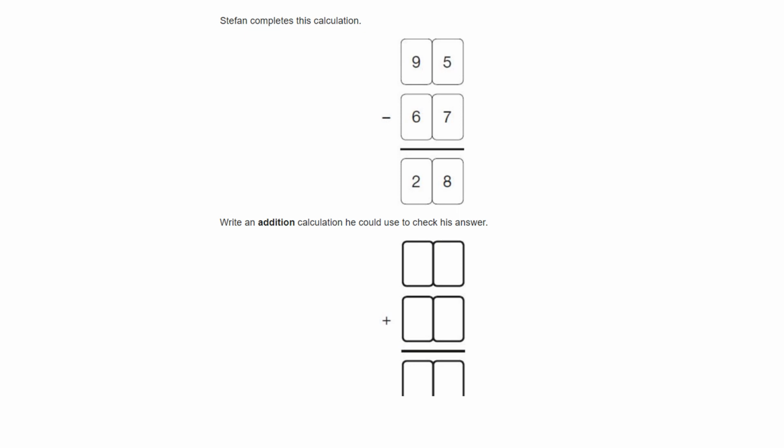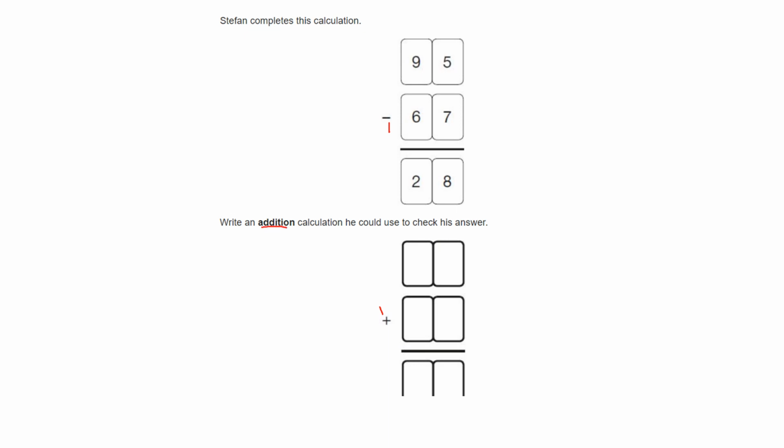If we have a look at this question here, we've got Stefan completes this calculation. Write an addition calculation he could use to check his answer. So you're doing the opposite because you know the opposite to subtraction is addition. So take a minute and decide, what could your addition be? Now, if we look at Stefan's calculation, we've got 95, take away 67 equals 28.